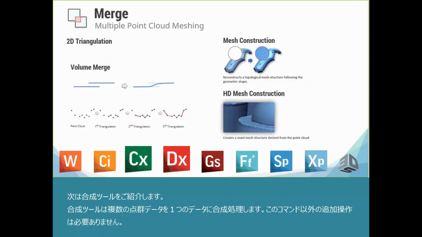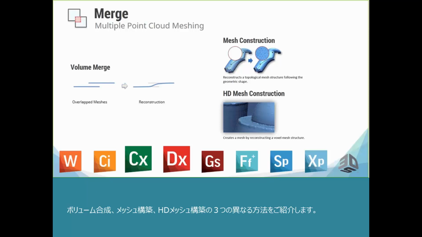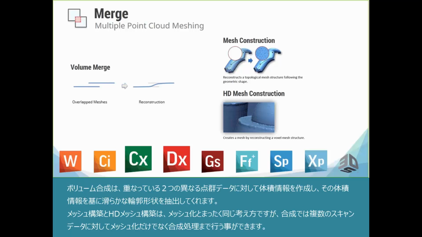In our next tool, merge, it deals with multiple point clouds in one shot, so you don't have to do additional operations. There's 3 different methods: volume merge, mesh construction, and HD mesh construction. Volume merge takes a look at 2 different point clouds, converts them to volumes, then divides that volume to give us this nice gradient edge instead of a straight up and down edge. Mesh construction and HD mesh construction are the exact same as in triangulation. However, in merge, they can deal with multiple point clouds at once.